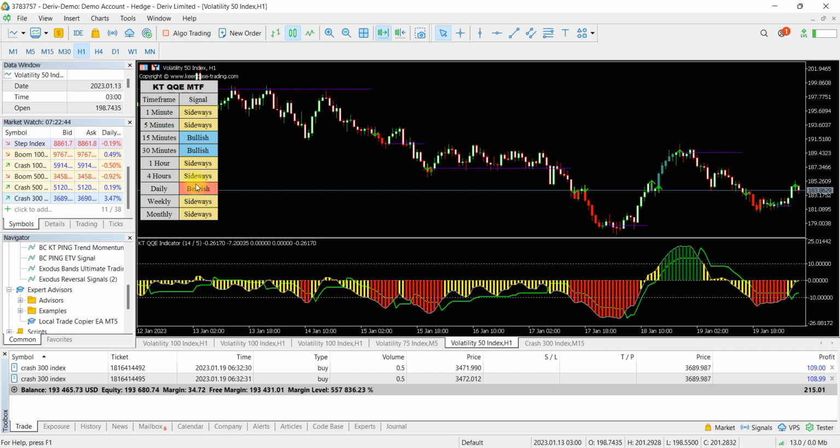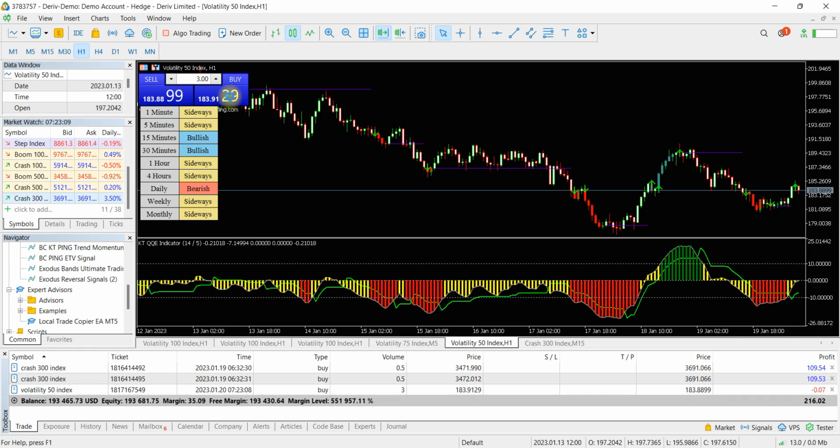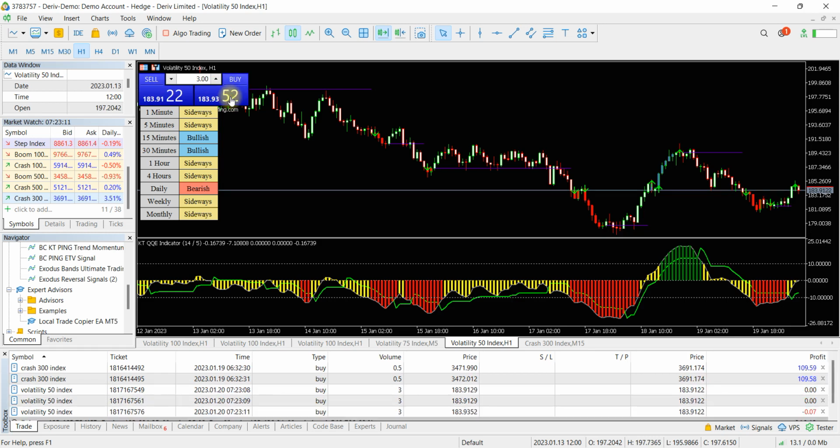So now let's start from a lower time frame. Let's look at 5 minutes. 5 minutes says sideways, 15 minutes says bullish, 30 minutes says bullish. Now, since we have had bullish signals here and we have the market pushing from here up, and we have had the reversal signal for a buy, what we are going to do obviously is buy. We're going to take a buy and wait for whatever the outcome of our buy is.